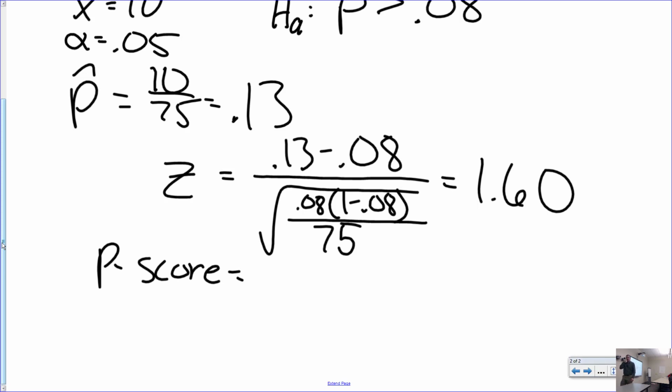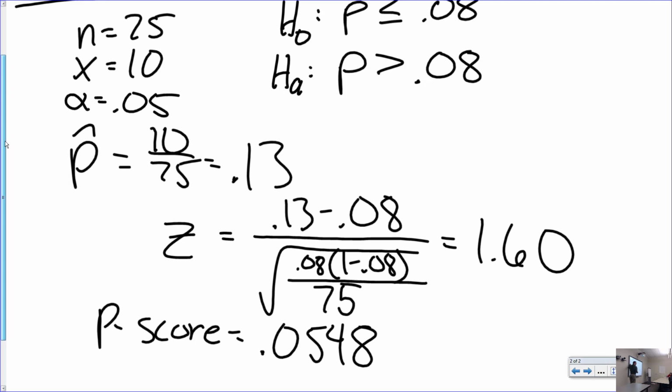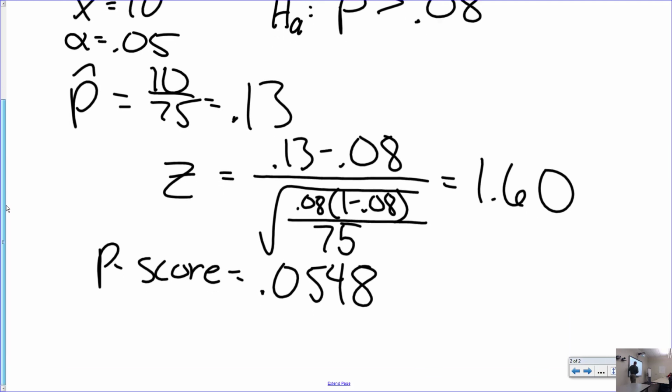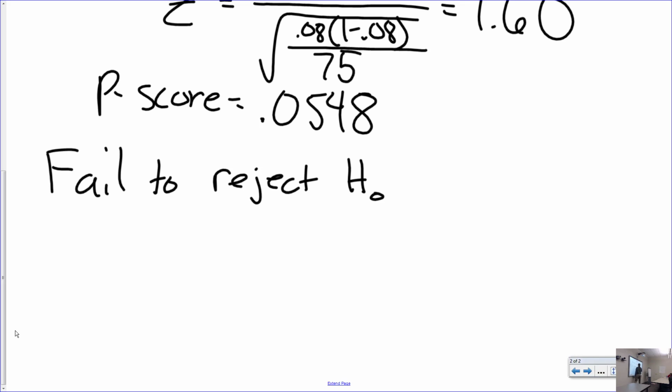What's your p-score for 1.6? Again, look up negative 1.6 in the tables. 0.0548. Yeah. 0.0548. And so is our p-score less than our alpha? Not quite, right? So since our p-score is not less than our alpha, what do we have to say? We failed to reject the H0, and we must visit the clinic tomorrow morning.